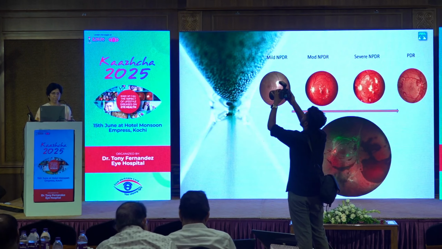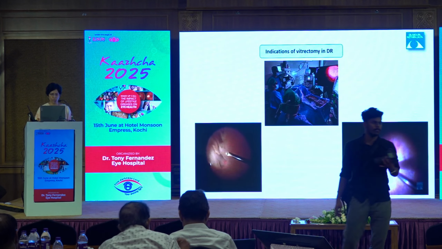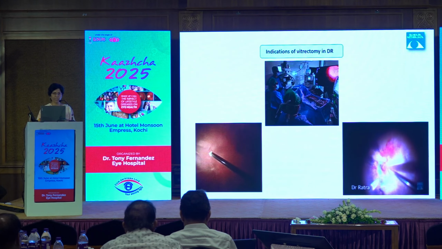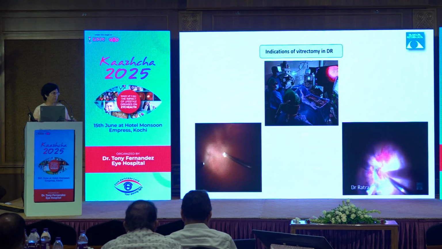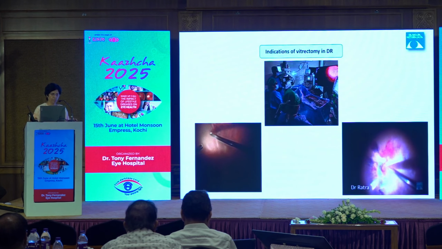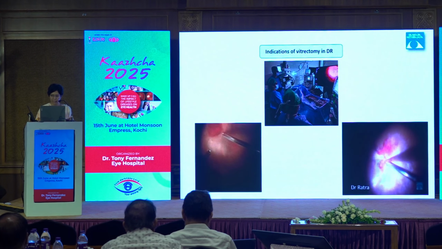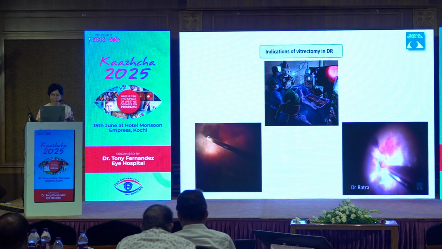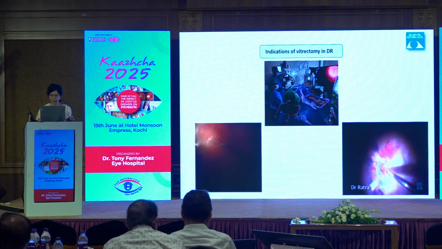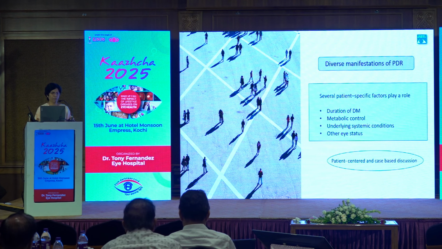So how do we navigate these challenges? If you ask any postgraduate student what the indications of vitrectomy in diabetic retinopathy are, the answer will come pat: non-resolving vitreous hemorrhage, and tractional retinal detachment. But is it as simple as that? It's not. There are a lot of nuances, because of the diverse manifestations of diabetic retinopathy. It presents with so many varied features that each patient gives us a new challenge.